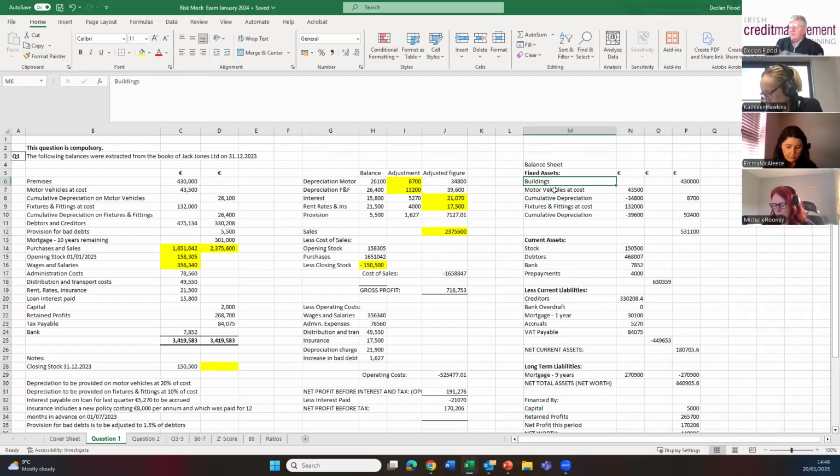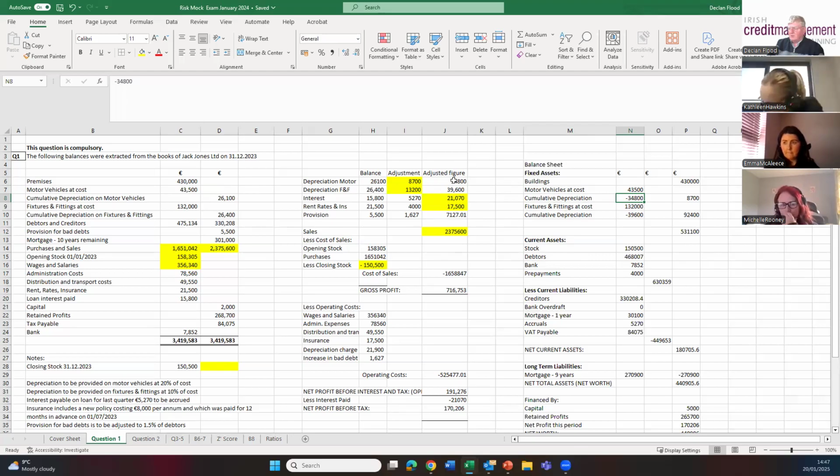So we put in our balance sheet. Again, we come back down through here. Let's list. We have our premises, 430,000, our motor vehicles at cost, which is from the P&L account. And then we have to take the cumulative depreciation into account as well.